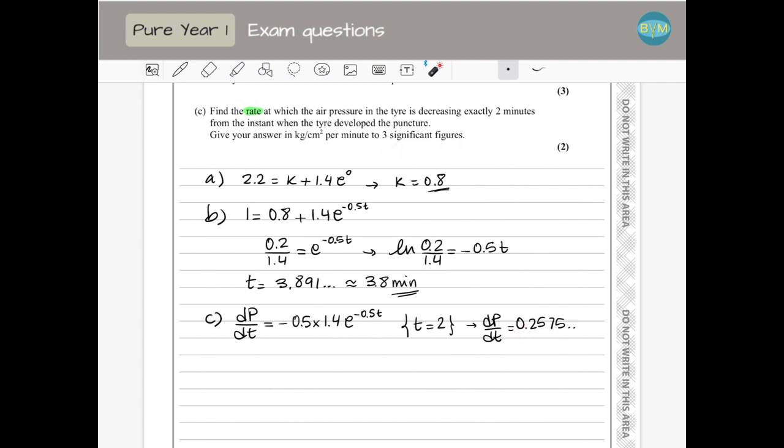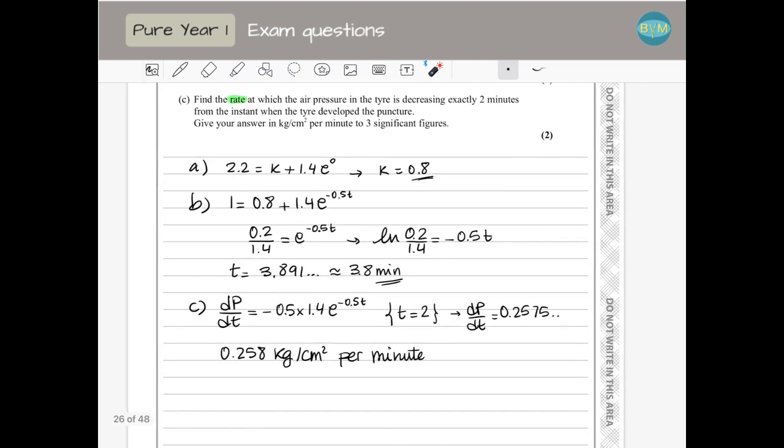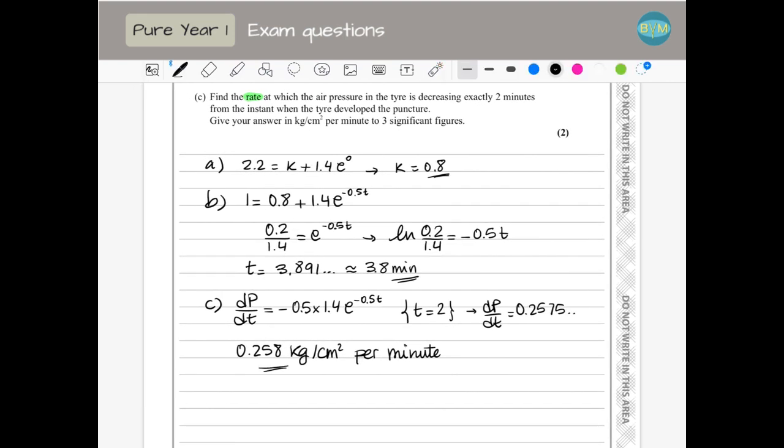3 significant figures. So that is going to be 0.258 kilograms per centimeter squared per minute. Check that all the units are right: you have the time in minutes and the pressure, just in case. Sometimes they ask you, instead of minutes, for seconds or something like that. Check that, but you have 2 minutes and they ask you the answer in minutes, so that's fine. And that's your answer.